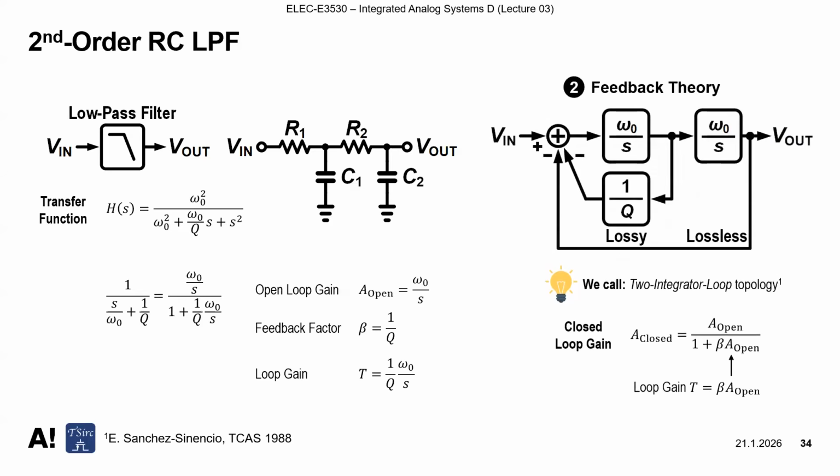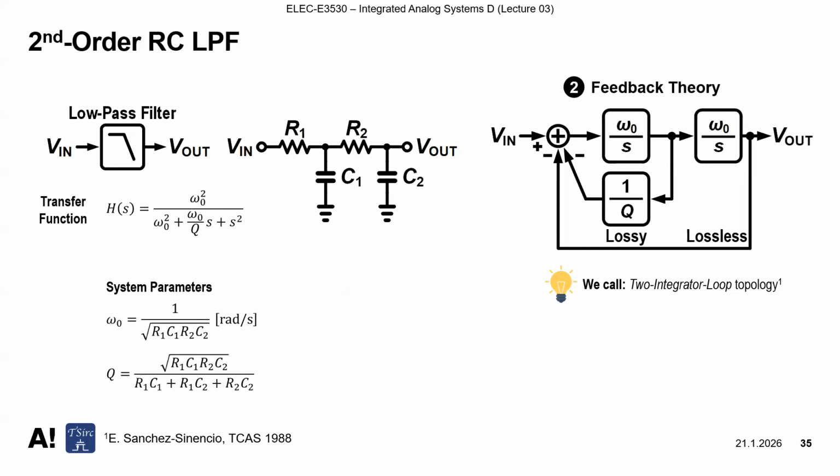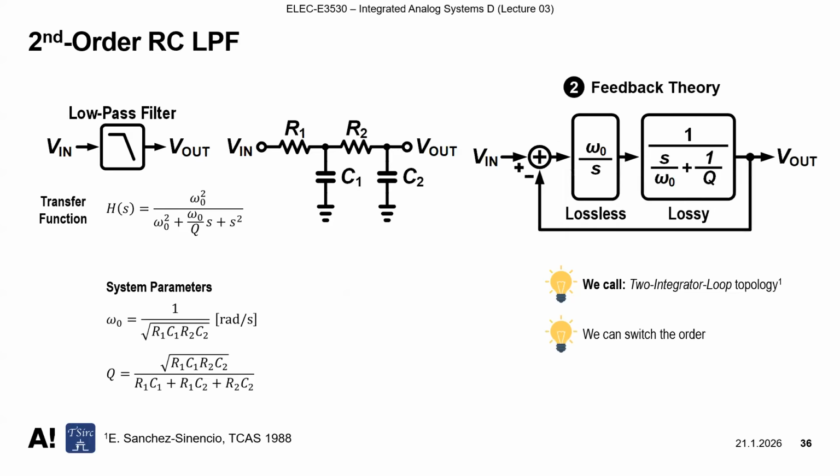Then our final building block looks like this. It has two feedback loops and two integrators. And this kind of overall building block diagram can be expressed with these system parameters, as we derived last time, omega 0 and Q.